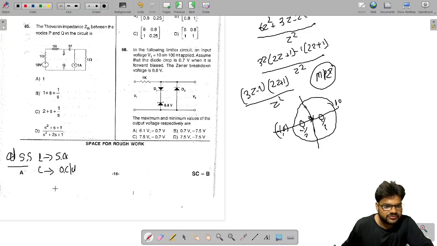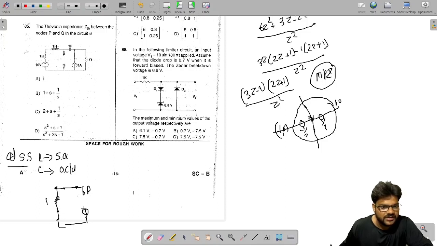Okay, so let us make them short circuit. This is short, and this is terminal P, this is terminal Q, and we have to find out RTH from here. Since this inductor is shorted, and for RTH the independent sources are also removed, this 10 volt source will also be shorted. Then this capacitor will be open, and since 1 ampere current source is there, this will also be open, and 1 ohm is connected.